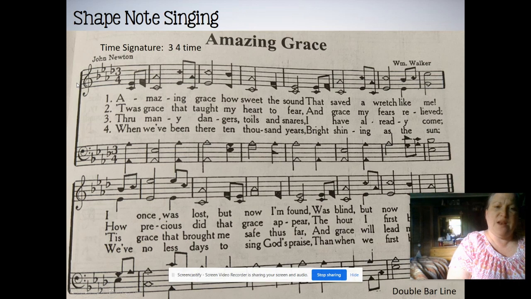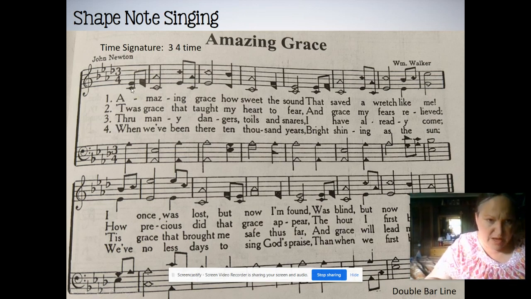All right, this time we're going to read along with the alto part. So I want you to follow with your eyes. I'm going to be following the inside notes on the bottom of the treble clef.